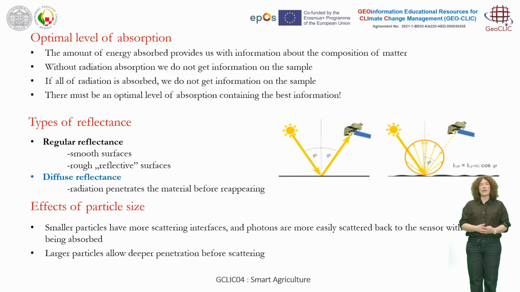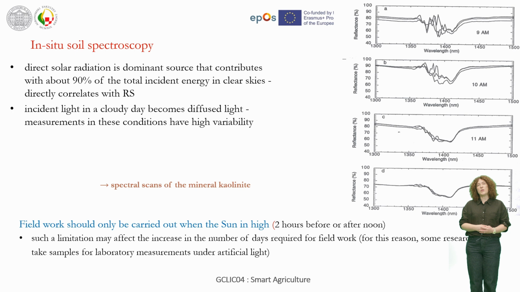We need optimal level of absorption. Some absorption has to happen so we can calculate and capture it. We use diffuse reflectance. So radiation penetrates in the material before reappearing, and then it can be measured. There is also effect of the particle size of different materials. Smaller particles have more scattering interfaces and photons are more easily scattered back to the sensor, but larger particles allow deeper penetration before scattering. We use proximal spectroscopy mostly in situ.